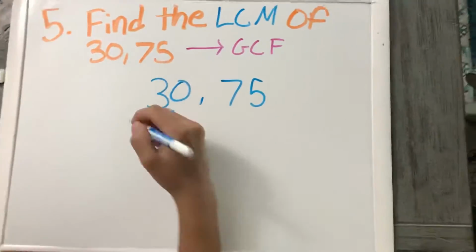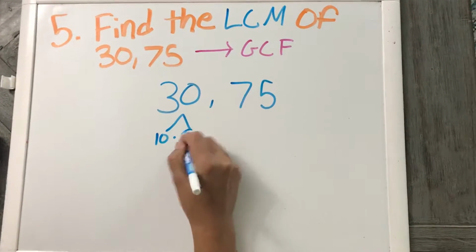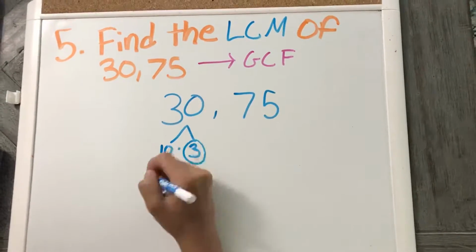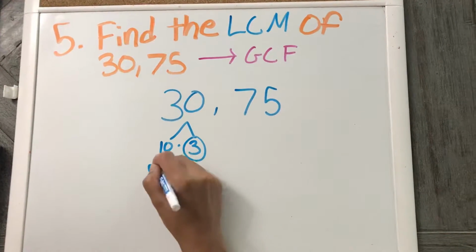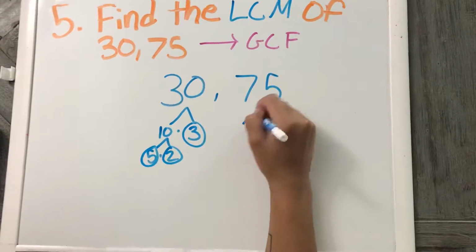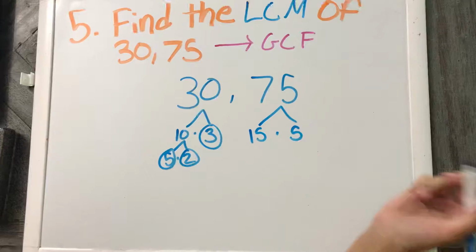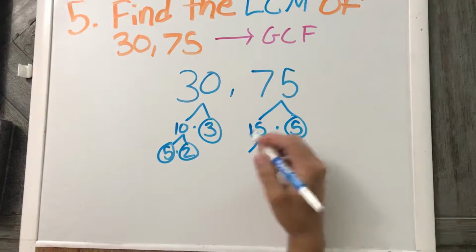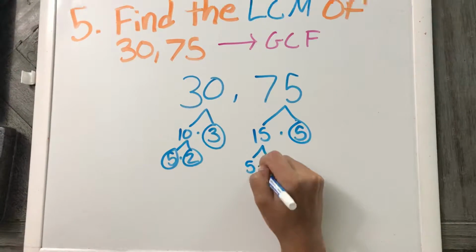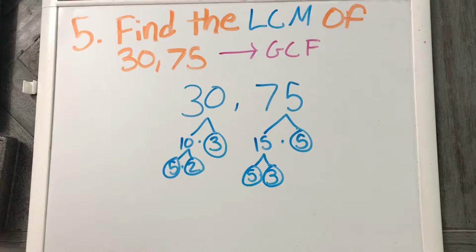So to get to 30, you can multiply 10 times 3. 3 is prime, 10 is not. We would have to multiply 5 times 2 to get to 10, where both of those are prime. Now to get to 75, we have to multiply 15 times 5. Keep breaking 15 down. 5 is prime. 15 we can multiply 5 times 3. And then circle out these two because they are prime.